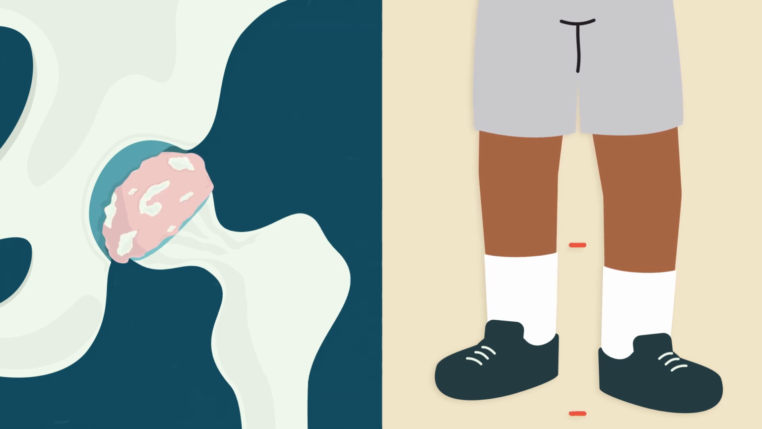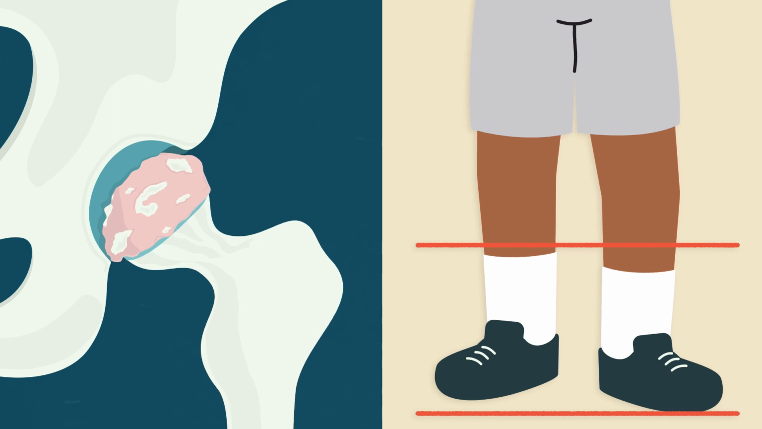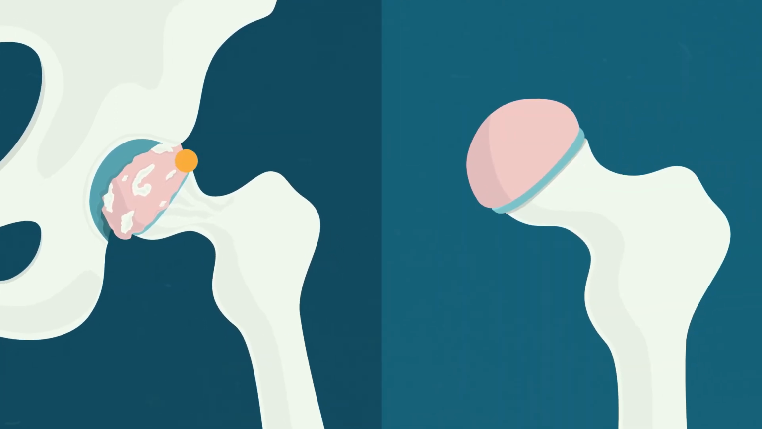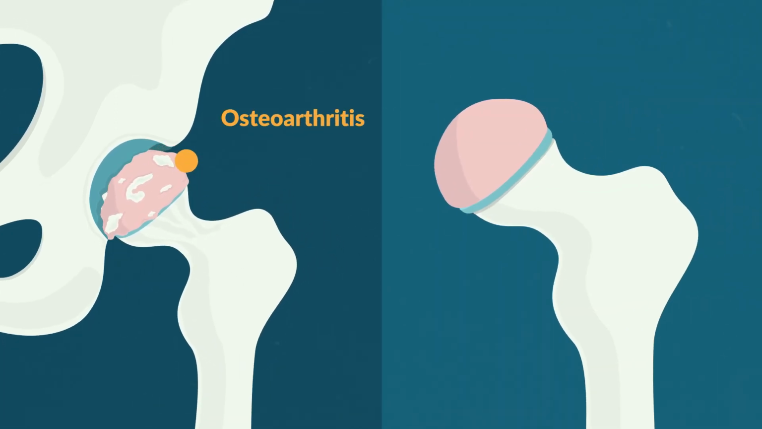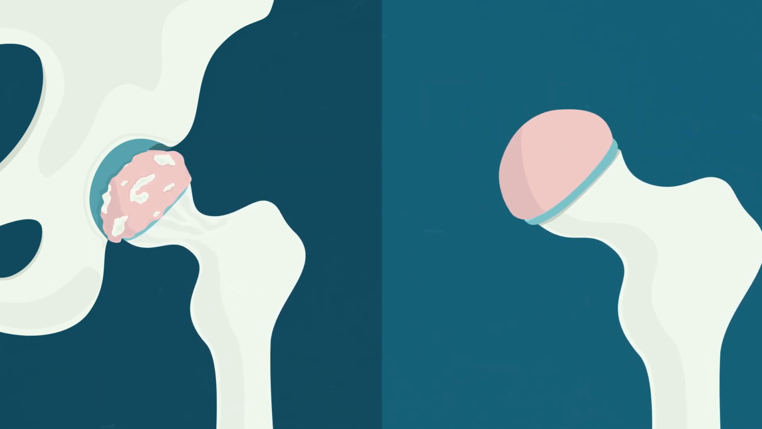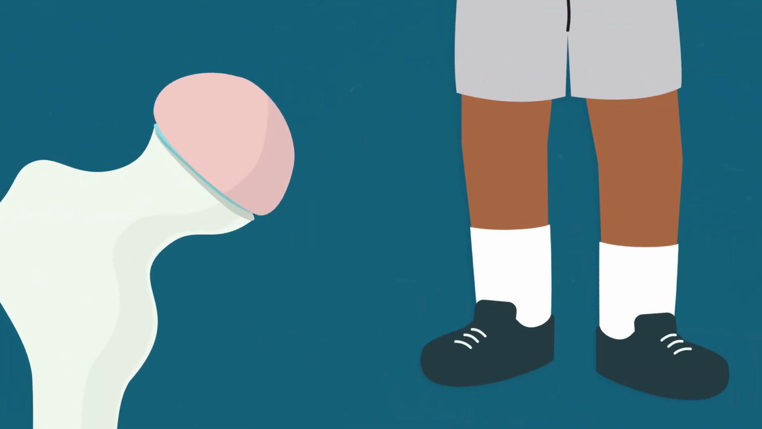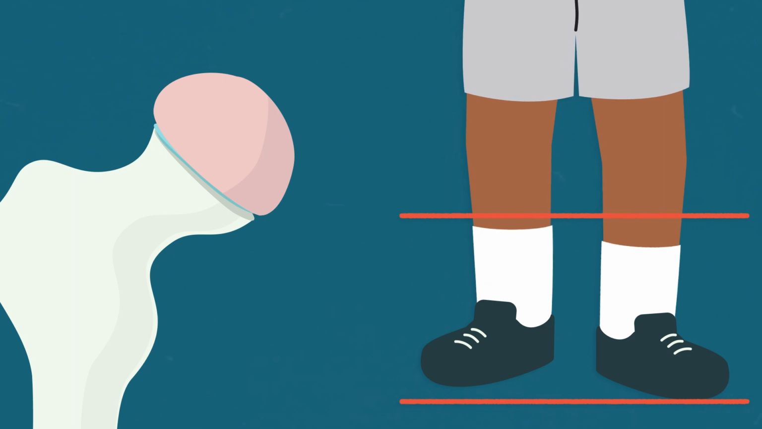SCFE can lead to potentially serious complications if not caught and treated early, such as osteoarthritis in the hip at a young age, or femoral growth arrest, where the growth plates in the femur close early. Early closure of the growth plates can lead to leg length differences.